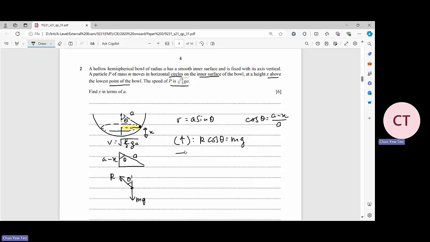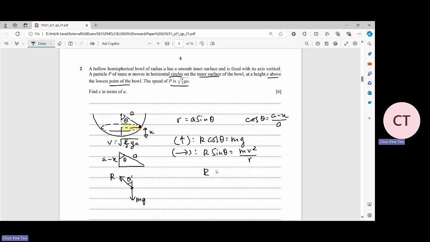Okay, then if you resolve the forces horizontally, you will have the centripetal force R sin θ equal to mv² over r. They give you the u over here, but I will use v. Over here they give you v as the square root of 8 over 3 ga. So just simplify it.